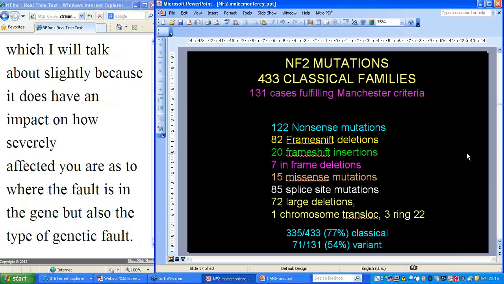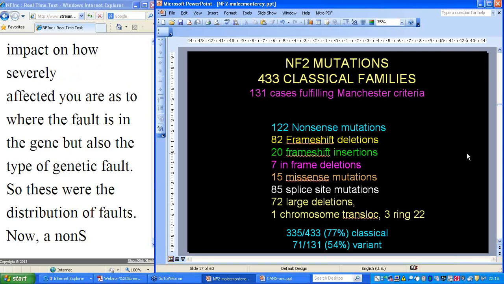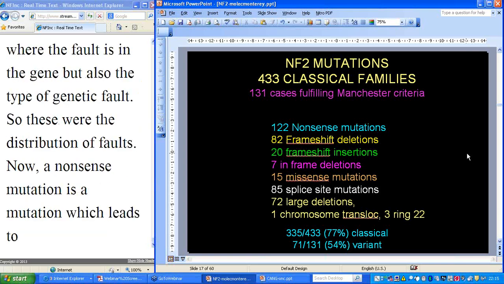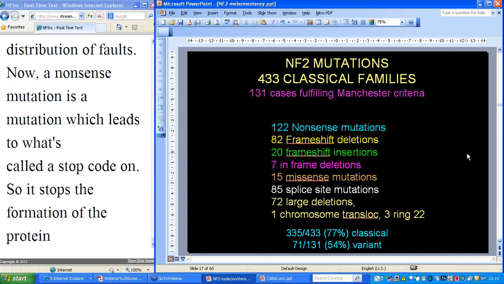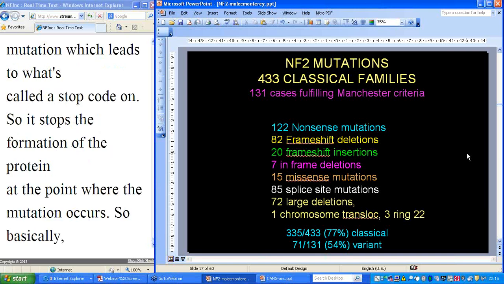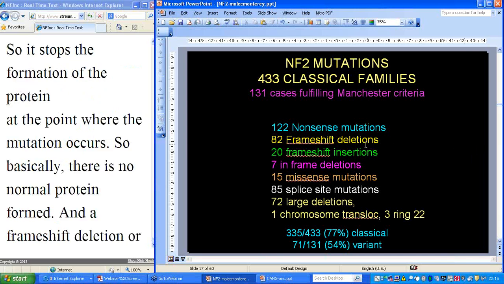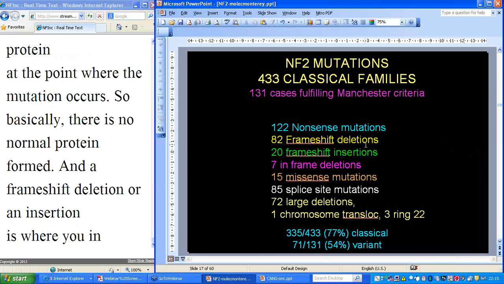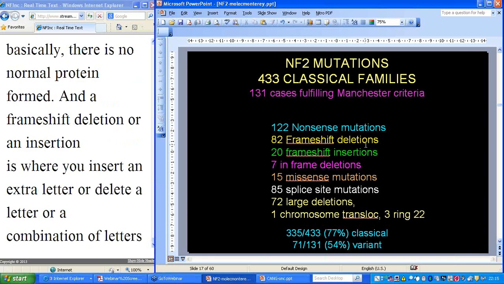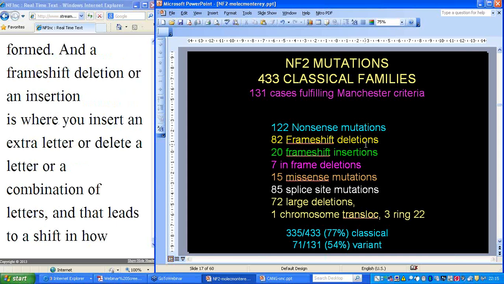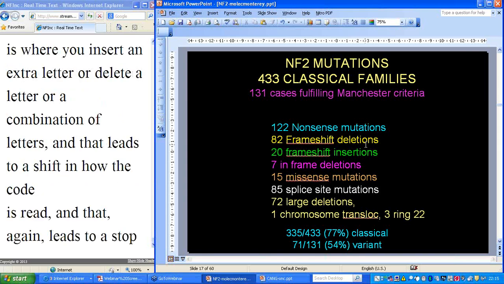So these were the distribution of faults. Now, a nonsense mutation is a mutation which leads to what's called a stop codon. So it stops the formation of the protein at the point where the mutation occurs. So basically there is no normal protein formed. And a frameshift deletion or an insertion is where you insert an extra letter or delete a letter or a combination of letters, and that leads to a shift in how the code is read, and that again leads to a stop codon and to the non-formation of the protein.